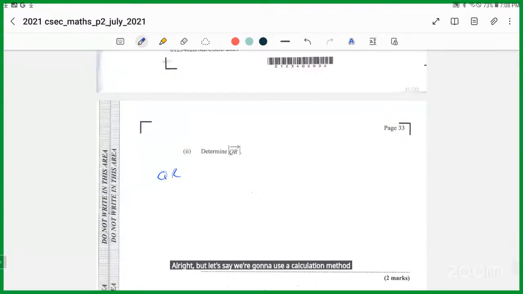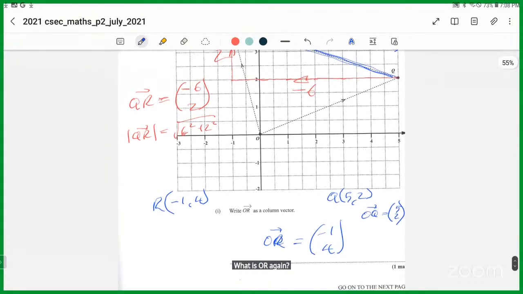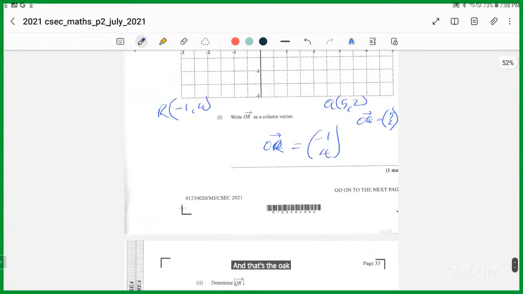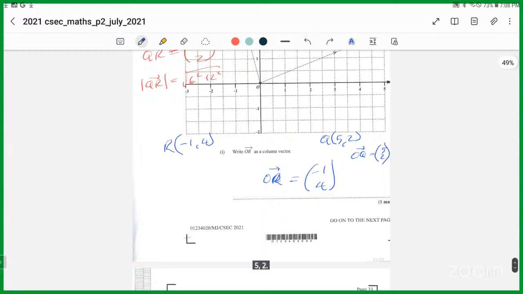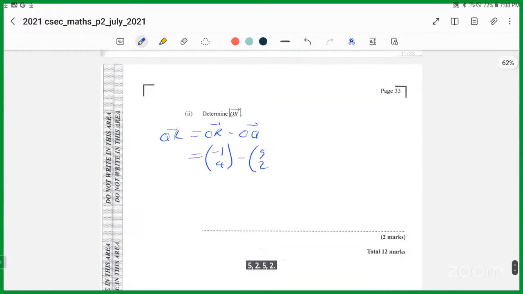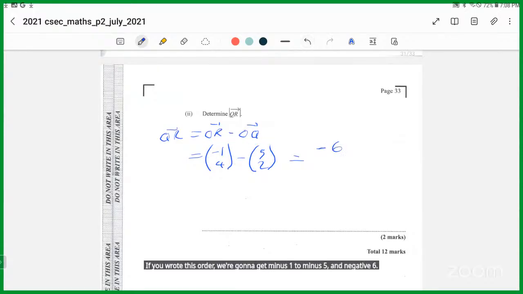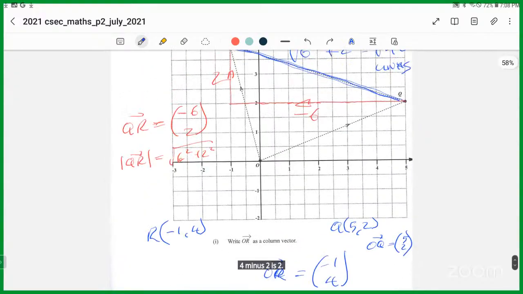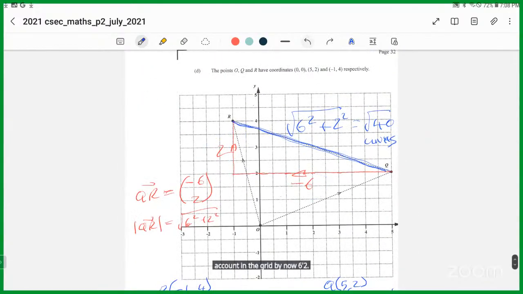So the vector QR will be OR minus OQ. O times the last minus O times the first. What is OR again? OR is minus 1, 4, minus the OQ, which was 5, 2. If you work this out, you're going to get minus 1 minus 5 is negative 6, and 4 minus 2 is 2. Same vector I got up there by counting the grid: minus 6, 2.